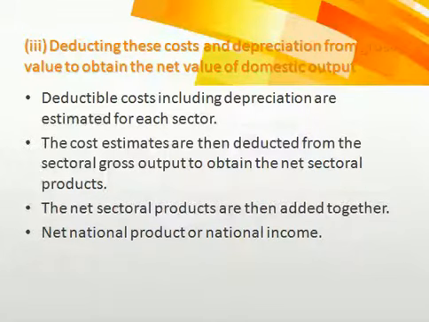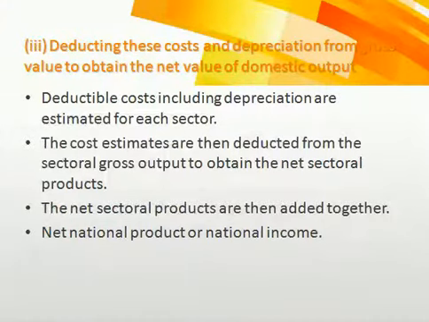So in the first step, we have calculated the income from different sectors. In the second step, we have calculated the cost of manufacturing those goods and services. In the third step, we are deducting these costs along with depreciation from the income. So by this we are getting the net sectoral products. Then these net sectoral products are added together, and net national product or national income is obtained.